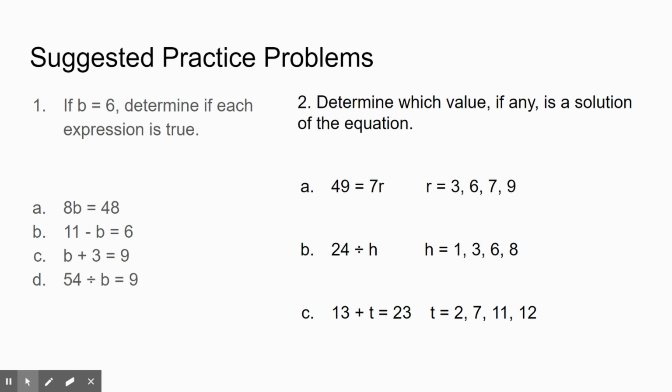In number 2, you're going to determine which value, if any, is a solution of the equation. This is kind of like the you-do that you guys did, but now you've got 4 options. It could also be that none of them are solutions. That's possible. In which case you can write, after you show all your other work, there are no solutions.